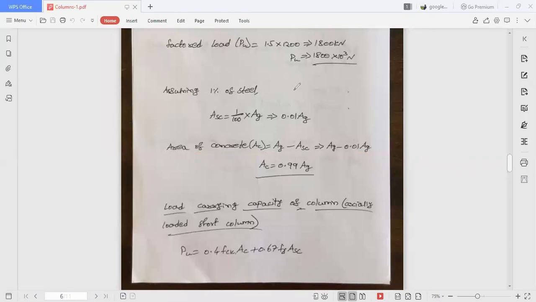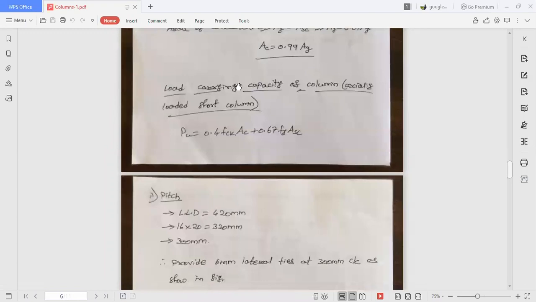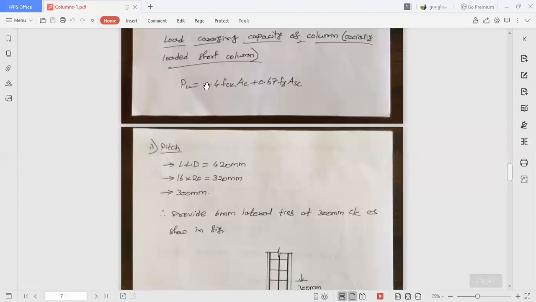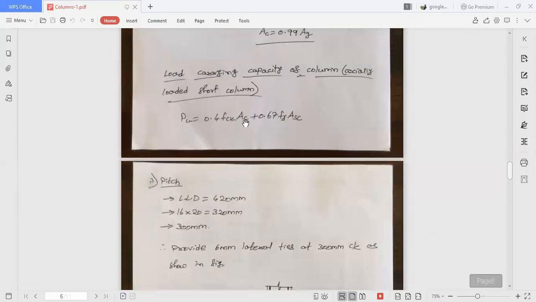99% of AG. Next, we know that the load carrying capacity of a column is given by this formula, which is also given in the code, as I have said in the design requirements. Pu is equal to 0.4 fck into Ac plus 0.67 fy into Asc. Here Ac stands for area of concrete and Asc stands for area of steel.